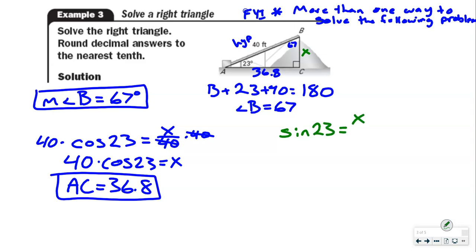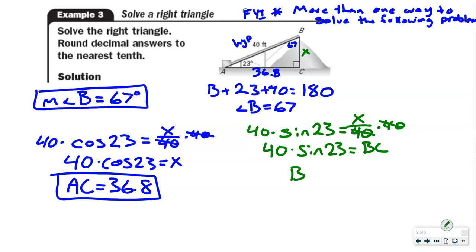Which will give me X over 40. Sine of 23 equals X over 40. It's opposite over hypotenuse. And then I will multiply by 40 on each side like we did, solving for AC. So 40 times sine of 23 will give us BC, side length of BC. 40 times sine of 23 gives me 15.629, so 15.6. So BC equals 15.6.